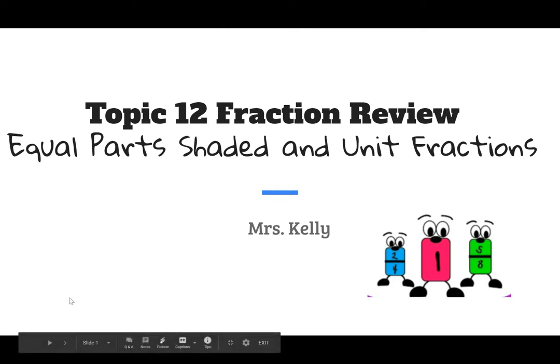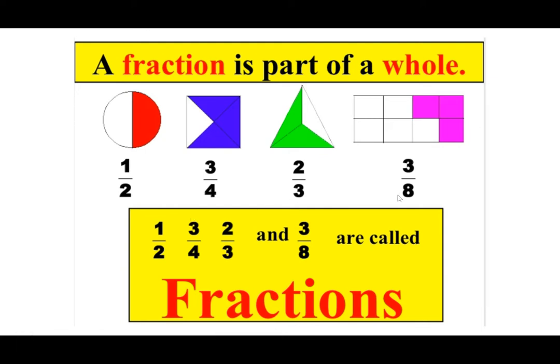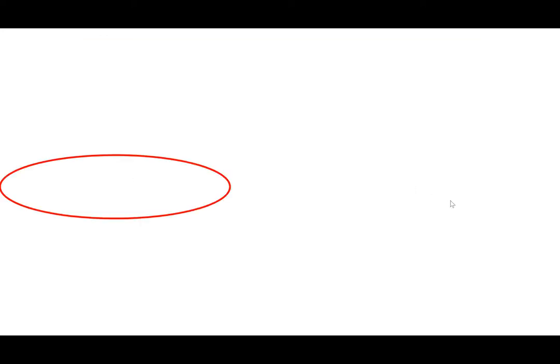So let's get started. Now, a fraction is part of a whole, so these are examples: 1/2, 3/4, 2/3, and 3/8. These are all called fractions. And you could almost tell when I say that the top number talks about the number of colors shaded, and the bottom number talks about how many equal parts there are in each of these shapes.